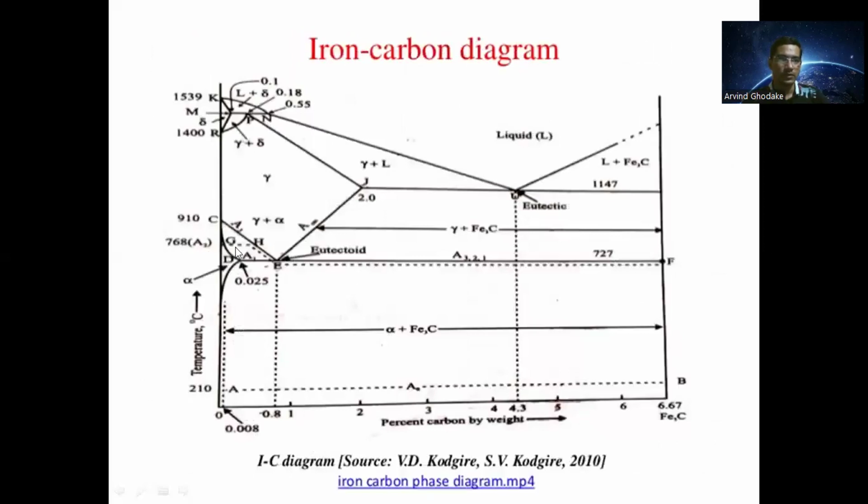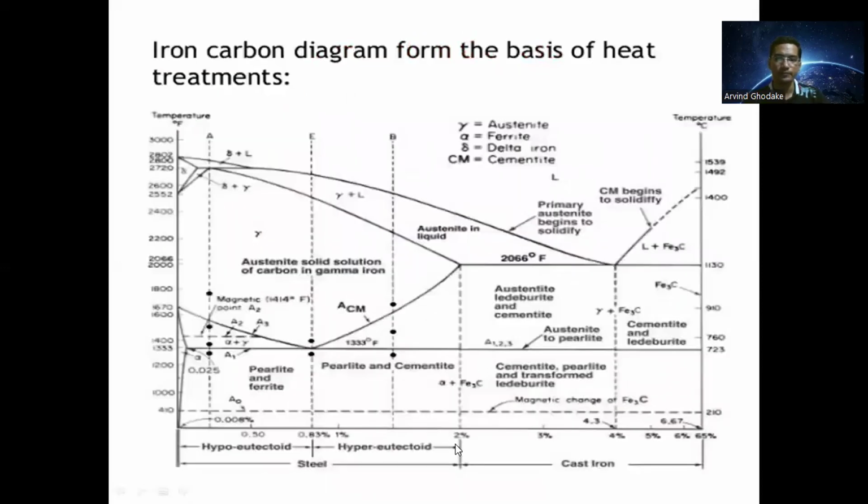This is the phase where alpha ferrite is there, and carbon ranges from 0.008 to 0.025. So this phase is called alpha ferrite, existing from the temperature 210 to 727 degrees Celsius. So here the temperature will be 727 degrees Celsius.